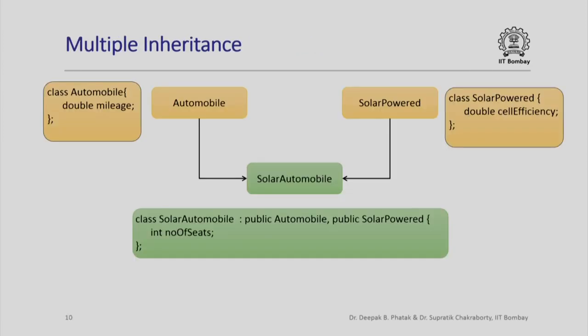Now let us talk about some special kinds of inheritance that often arise when you want to do real life programming. So the first such thing that we are going to look at is called multiple inheritance. Now think of the following situation.